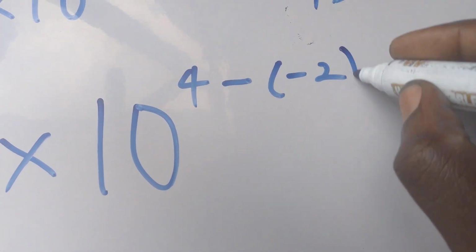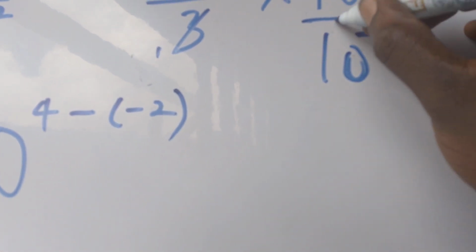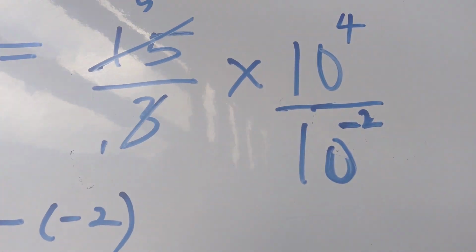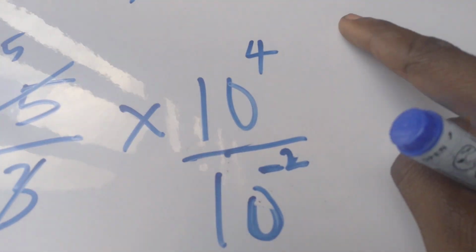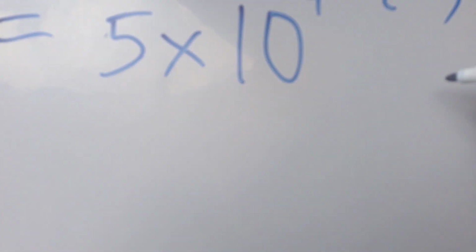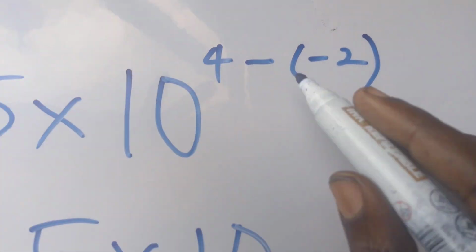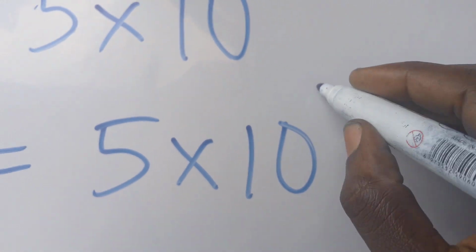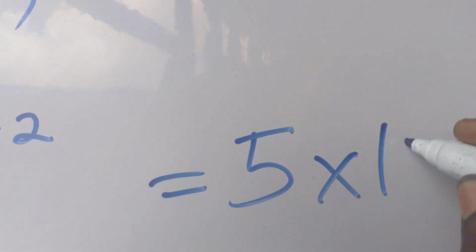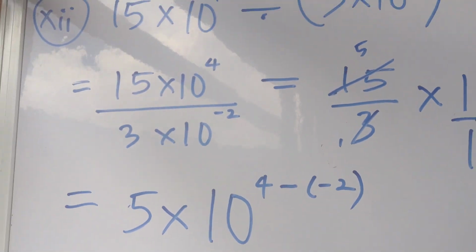Okay? So I subtract that. Are you seeing that? Right? So you see that I subtracted minus 2 from 4. So that is 10 raised to the power 4, this 4 here, minus this minus 2. And close this in a bracket. So this will be equal to 5 times 10 raised to the power, minus times minus is plus. So I'm having 4 plus 2. The final answer will be 5 times 10 raised to the power 4 plus 2, which is 6. 10 raised to the power 6. Final answer. Okay, so that was what I did.